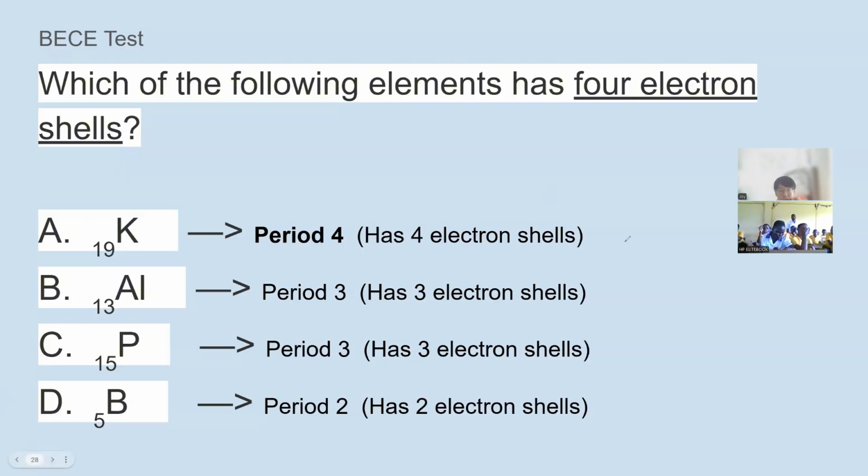So let's get back to this question. It asks, which of the following elements has 4 electron shells? Electron shells actually come from the period number. Period number increases as it goes down. So potassium has a period of 4, aluminum has a period of 3, phosphorus has a period of 3, and boron, B, has a period of 2.